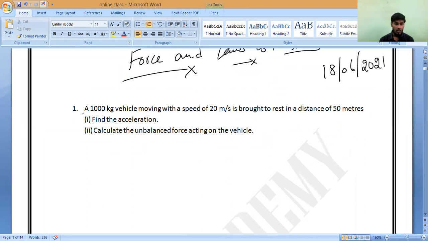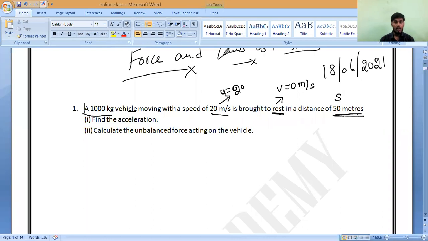What are they saying here? A 1000 kg vehicle moving with a speed of 20 meter per second is brought to rest. Brought to rest means, in the sense of what? Final velocity is equal to 0. That is what you have to understand. Now, what is the initial velocity? Do you understand? And what is the distance S? S is equal to 50 meters.